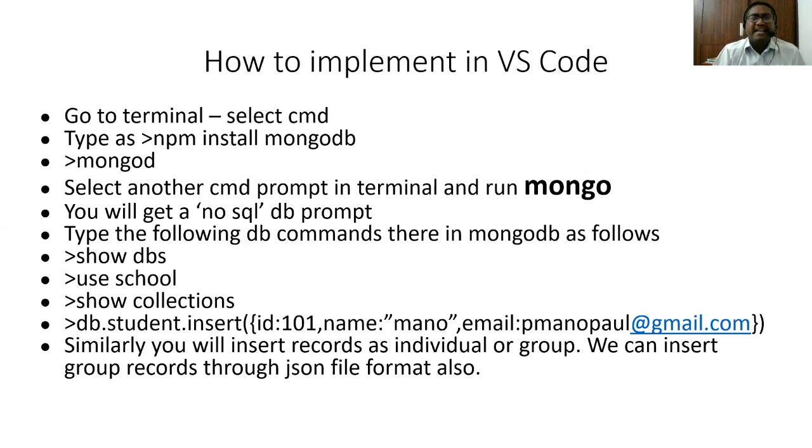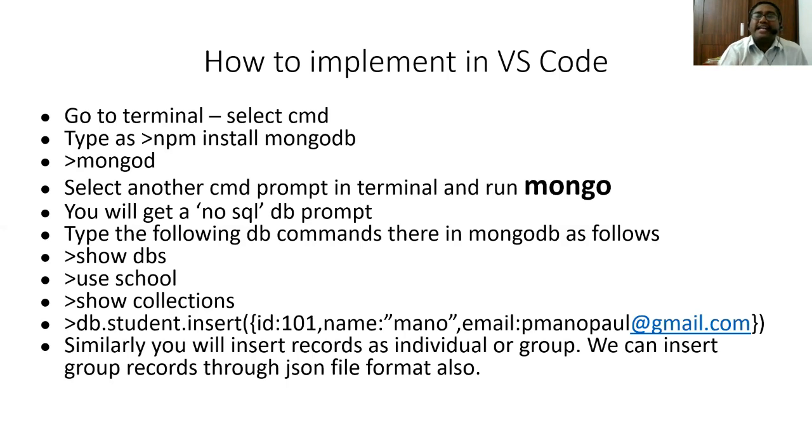How to implement in VS Code? For implementing in VS Code, you select the terminal and enter the command. After clicking the command, npm install mongodb. After installing MongoDB, again give mongod. If you give mongo, one prompt will appear. That is the prompt; here it is NoSQL. So that prompt will be there.